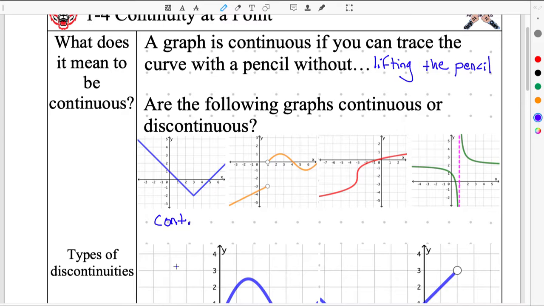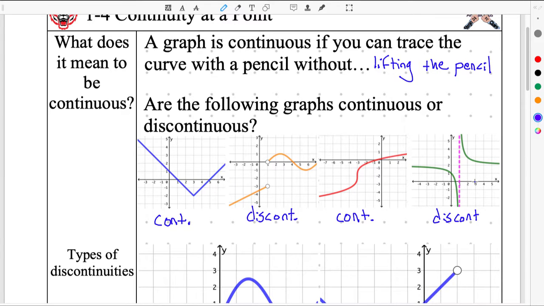Is it continuous or discontinuous? It is discontinuous because I trace it, and then I have to pick up my pencil and then come over here. So it is discontinuous. Discont, and I'll abbreviate it like that. All right, Claire. Next one is continuous. And the next one is discontinuous, because I have to pick it up. I can't follow this dashed line. That's just the asymptote. I have to pick it up and then come back up here.